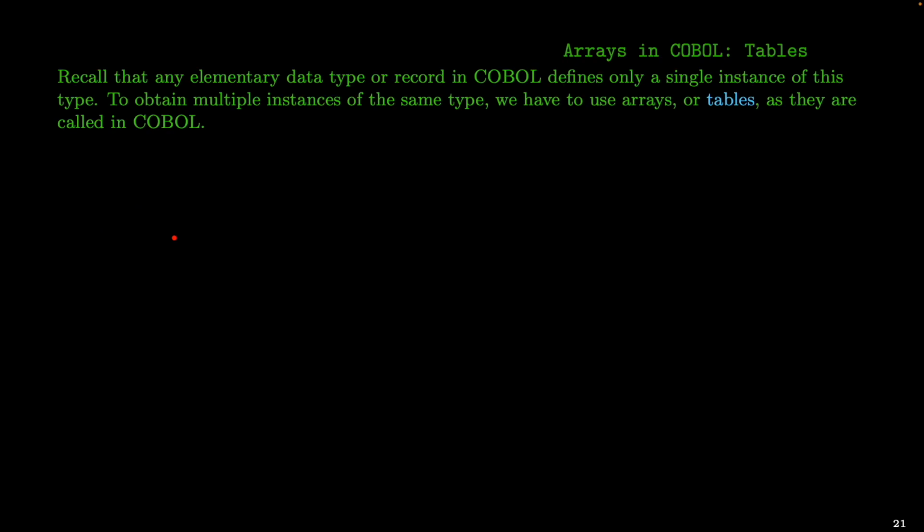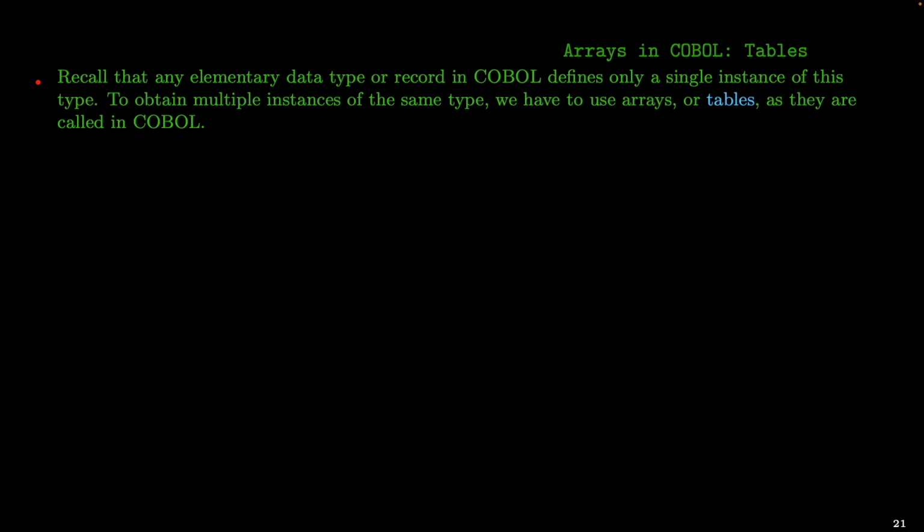And now we look at arrays in COBOL, which are called tables here. Recall that we observed earlier that any elementary data item or record in COBOL defines only a single instance of this type, and if we want to have multiple instances of the same type, then we have to use arrays or tables, as they're called in COBOL.